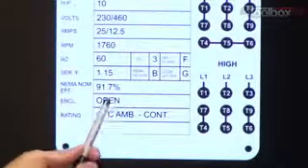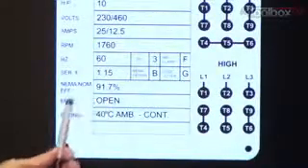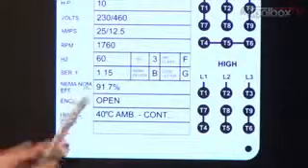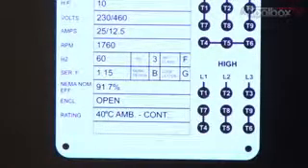Enclosure. This is an open enclosure. The enclosure is an open motor. That means it's not submersible. It's not a wash-down duty motor. It's an open motor, free to the environment.